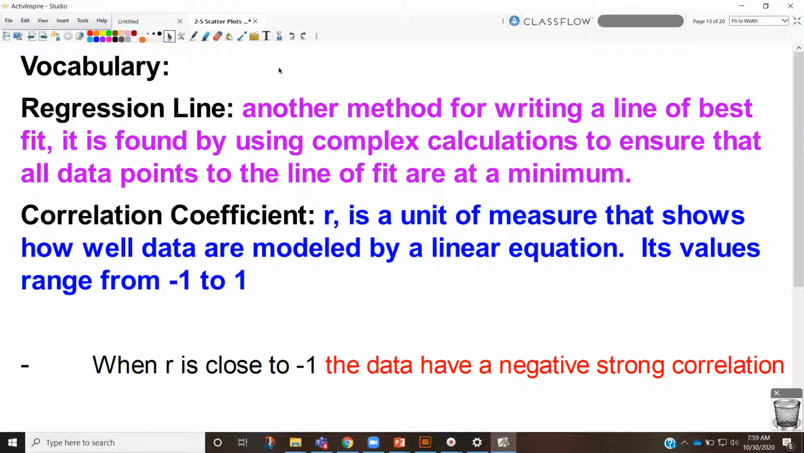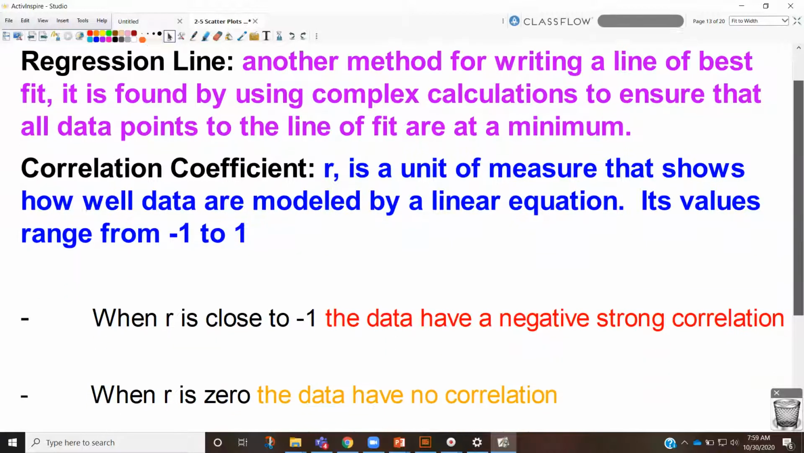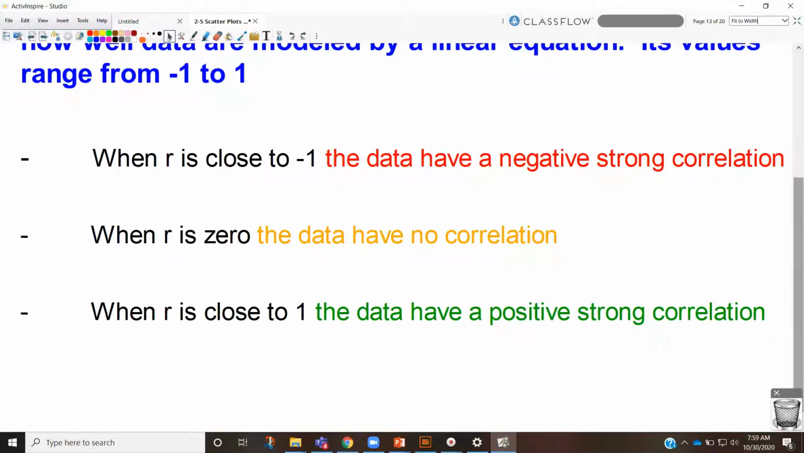And then we have R values. There are three definitions that go with the value of R. We have R values close to -1, R values close to 0, and R values close to +1. Each of those R values tells us something different about the data. If the R value is close to 0, there is no data correlation. If it is close to -1, then we say it has a negative correlation. And if it is close to +1, then we say it has a strong positive correlation.